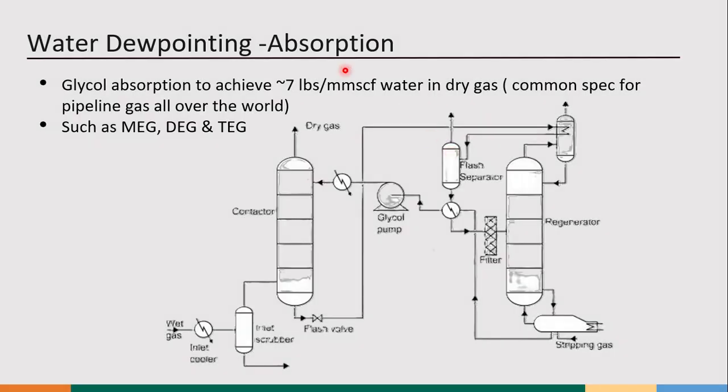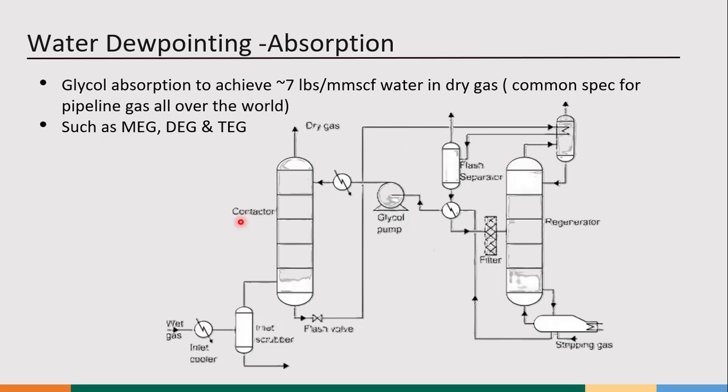This is the common glycol absorption that I told you about. There are many glycols, MEG and DEG, in the market. This is a very typical scheme. We are not going deep into this scheme. It is similar to amine sweetening. We have the first contactor, and then the glycol is regenerated.